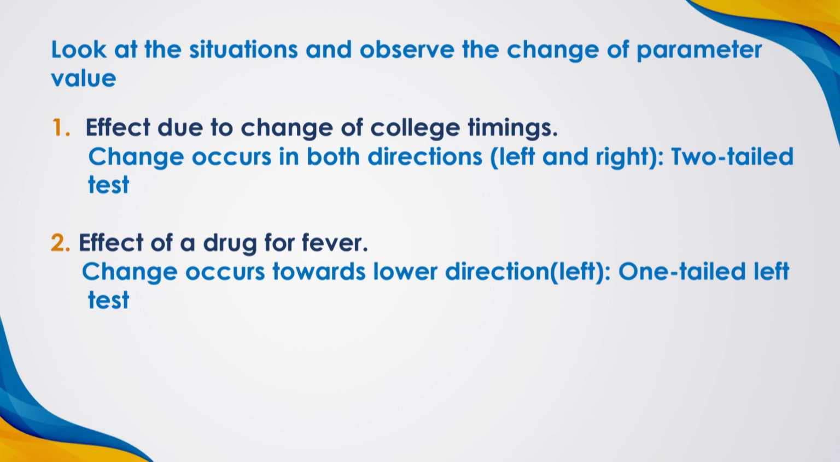Effect of drug for fever. Suppose if you study this problem, already a person has a fever of 1 or 2 degrees Fahrenheit and he takes some medicine for that fever, then what we expect is the medicine must reduce the fever. Therefore, the value must be less, that is it must fall on the left side, and therefore, it is called one-tailed left test.